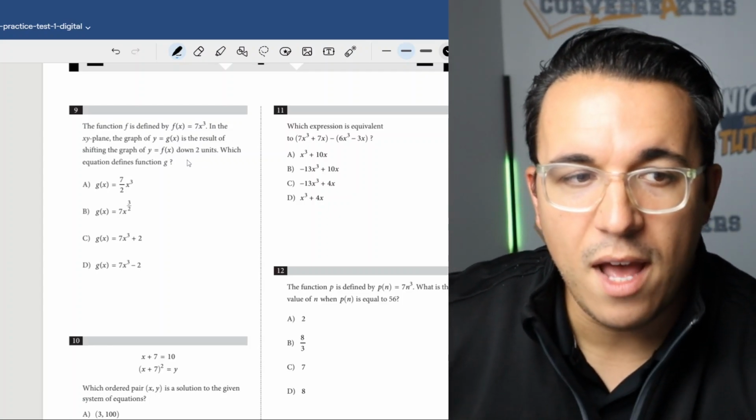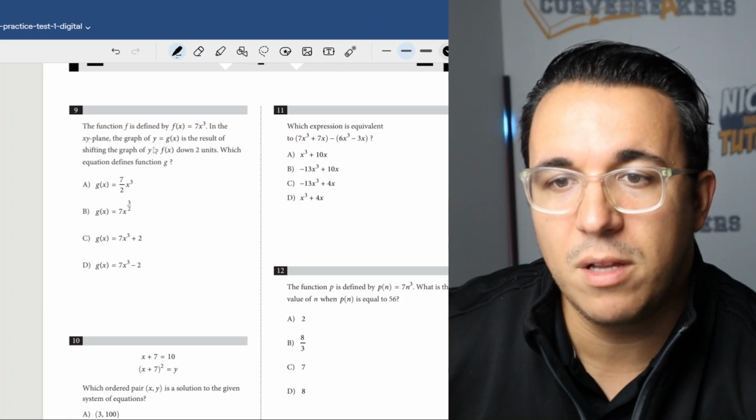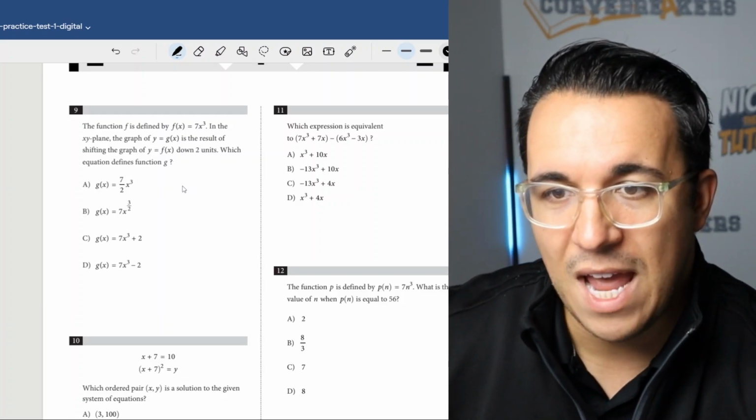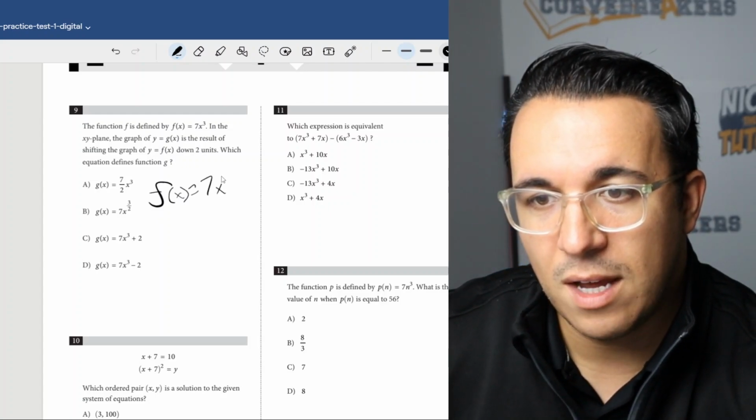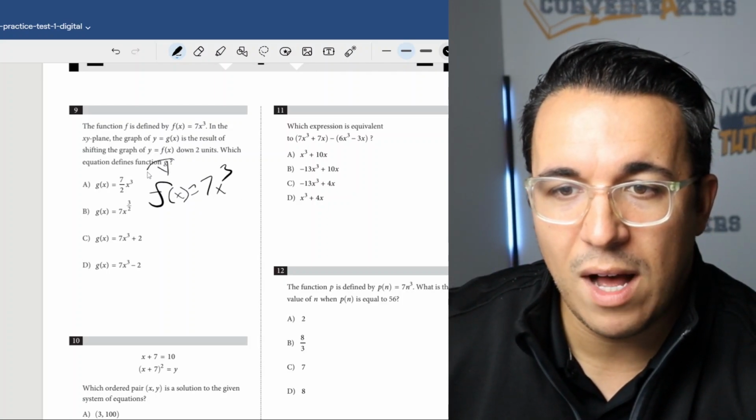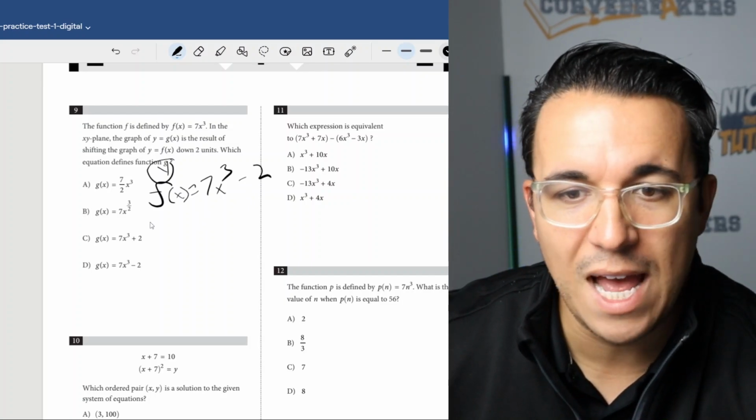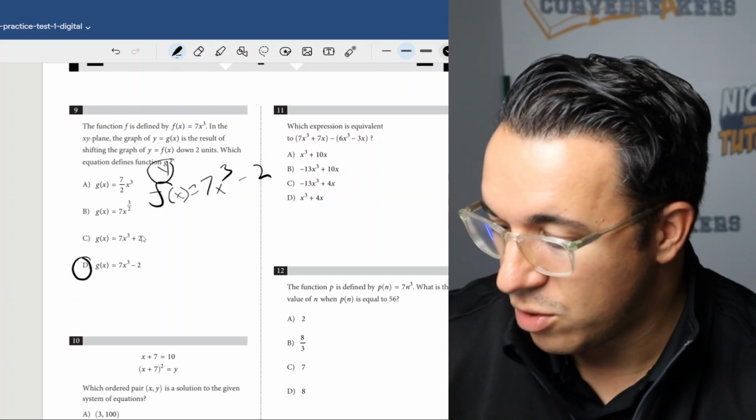The function f is defined by f of x equals 7x cubed in the xy plane. The graph of y equals g of x is the result of shifting the graph down 2 units. So we're going to do f of x equals 7x to the third. Now remember, shifting down is subtracting from the y value. This is the y value, so we're going to go with minus 2 here to shift it down 2. If you wanted to check, you could use Desmos here. I don't think it's necessary. We're going to go with choice D.